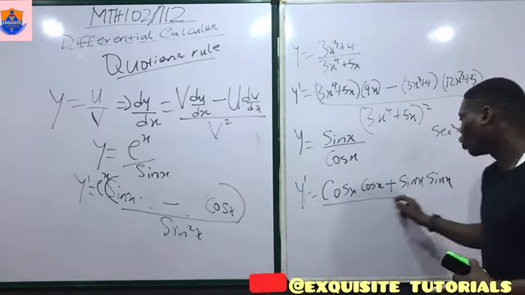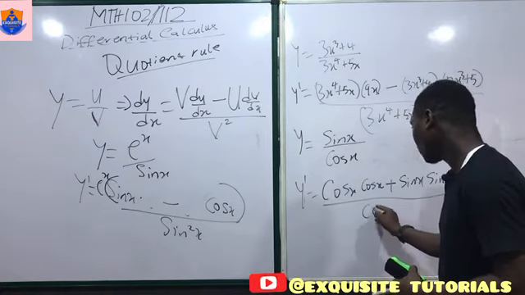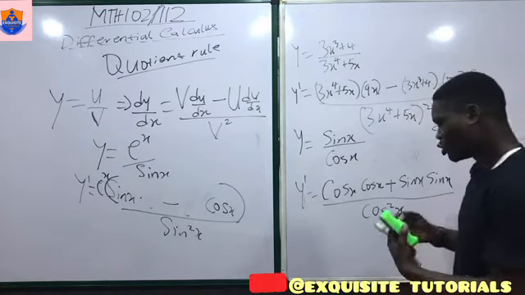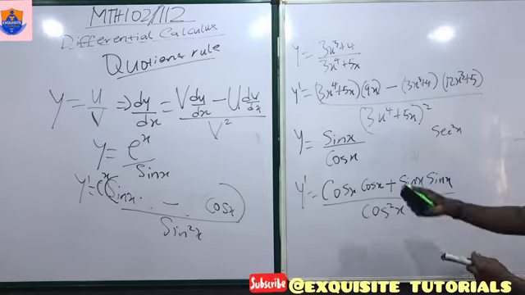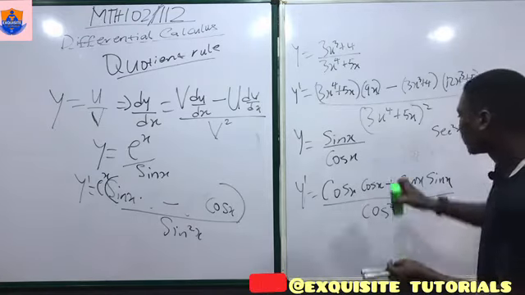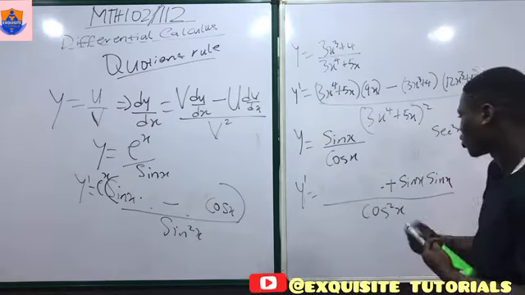Then everything all over the square of the denominator. So you have cos square x. So this cos x times cos x can be written as cos square x. So instead of me writing cos x times cos x, I can write it as cos square x.